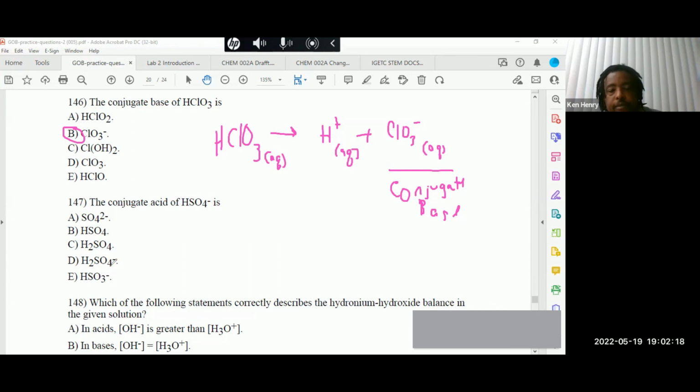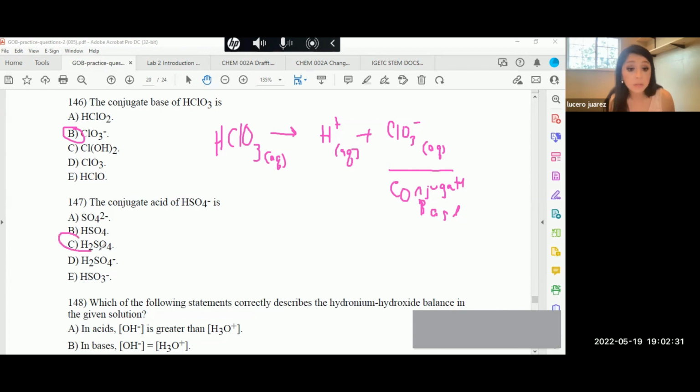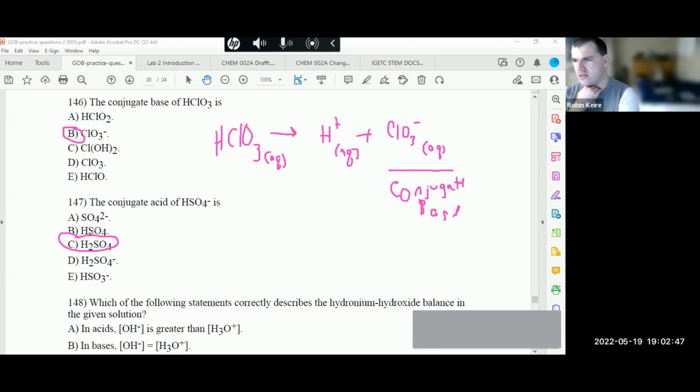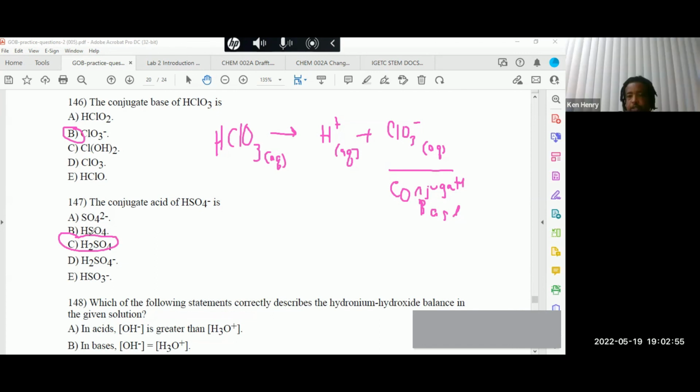Now, again, the acid is going to be getting an extra hydrogen in this case. So the conjugate acid is going to get that extra hydrogen. So what would it be? Would it be H2SO4? Not negative, because you're adding the hydrogen. That hydrogen is going to be a plus, right? It's going to balance out that negative. So when it's a conjugate base, you just dissociate it, and then for the conjugate acid, you just add another H plus to it.